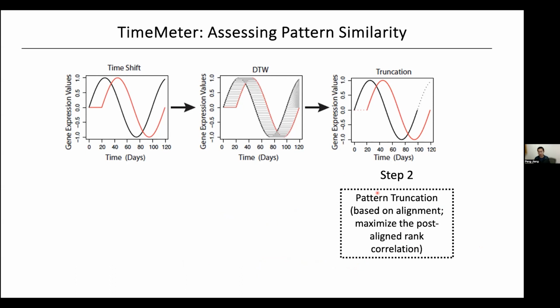So step number 2 is how to trim and truncate the pattern to maximize the post-alignment rank correlation. So basically, when you have Tom course data, we can project in a way that day 1 equals day 2, and day 2 equals day 5. And then we can calculate the Spearman rank correlation between the two Tom course data. But there are many places that can align very messy. So how to truncate them to maximize the correlation is a question we want to address inside the Tometer package.